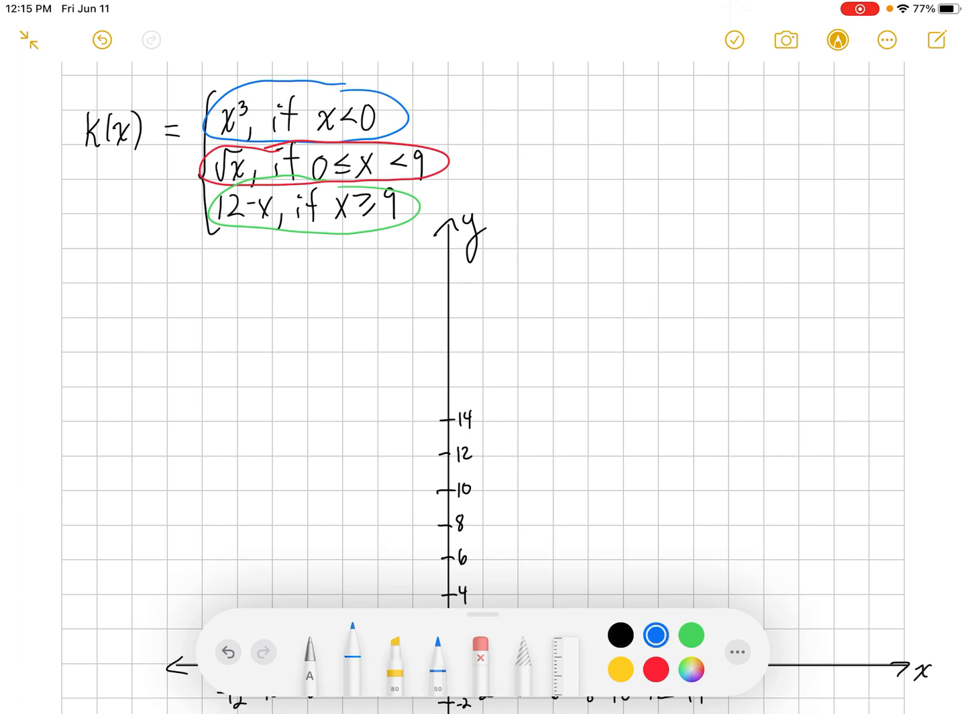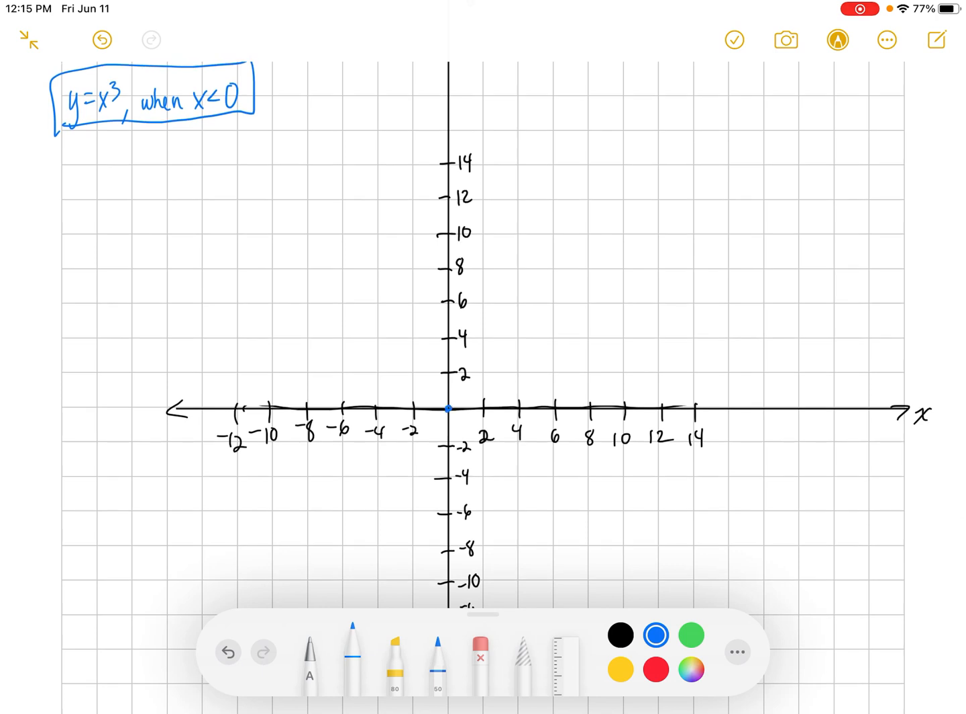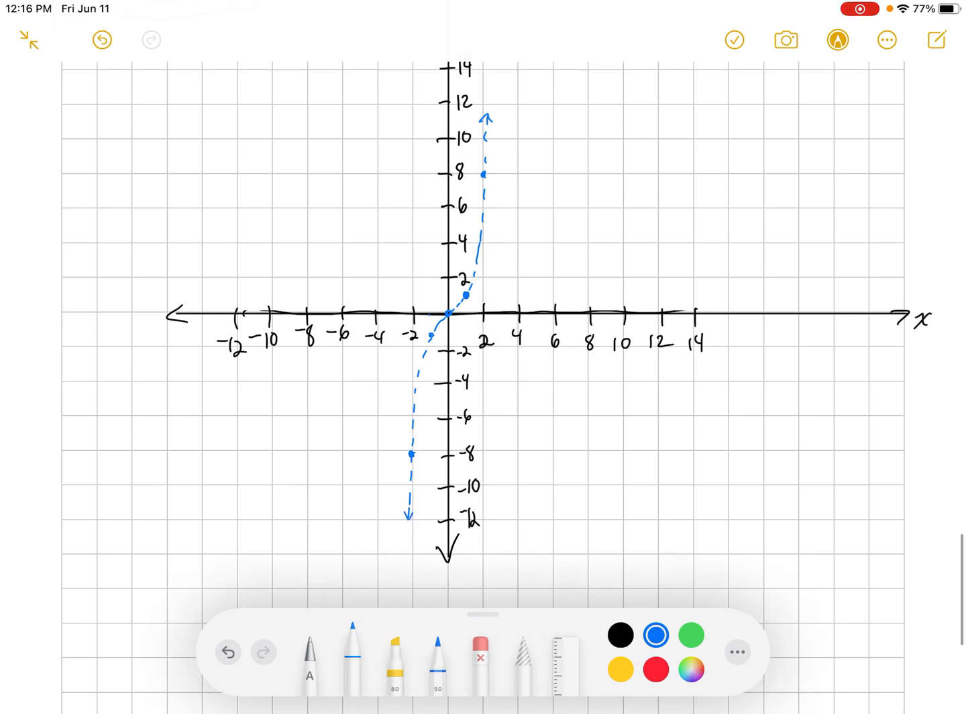And I've forgotten my functions. Okay. The first one's going to be y equals x cubed. That's when x is less than 0. So that's the cubing function. We're going to have points at 0, 0, 1, 1. Where's 1, 1? 1, 1 would be right here, and then at 2, 8, that would be here. We're also going to have points at -1, -1, and -2, -8. And this is sometimes called the bodybuilder function.